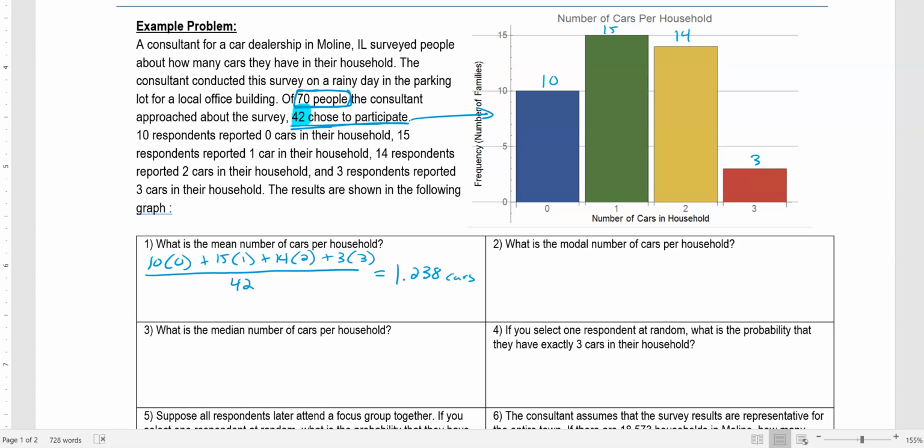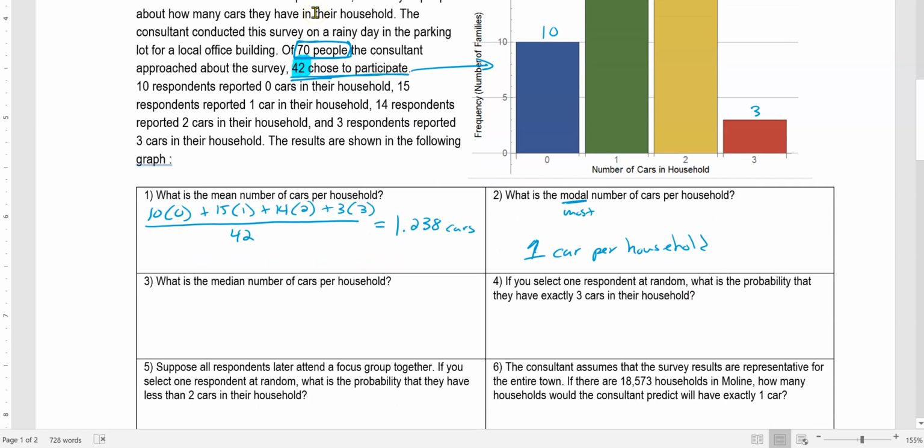What is the modal number of cars? Well, mode means most, right? Mode means most. So that would be 1 car per household. Now, you wouldn't say 15. 15 is the number of times that occurs. So the actual data point is 1 car per household.